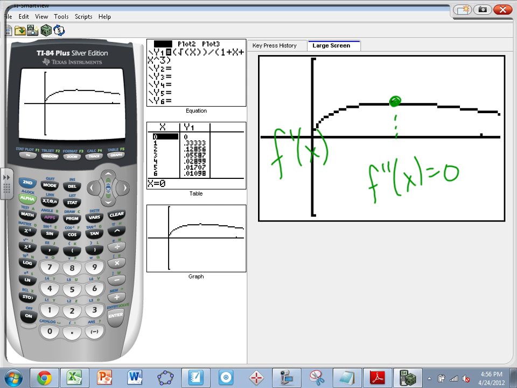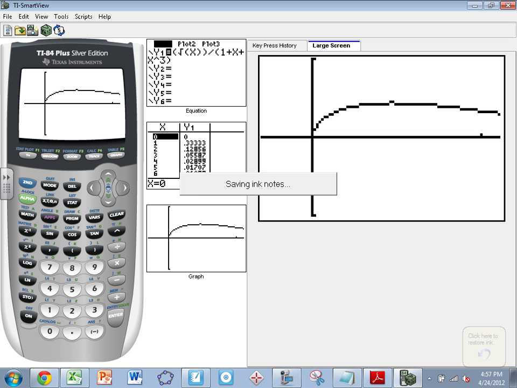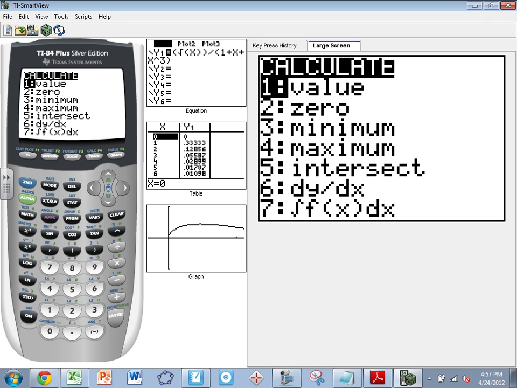How do you find the max of a function now? Use the calc function on it. Don't do it by hand again. Watch, ready? We want to find that max location. Second, calculate. You want to find the maximum. Go to number 4. Enter.